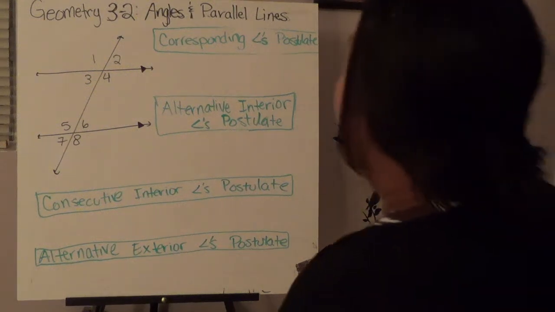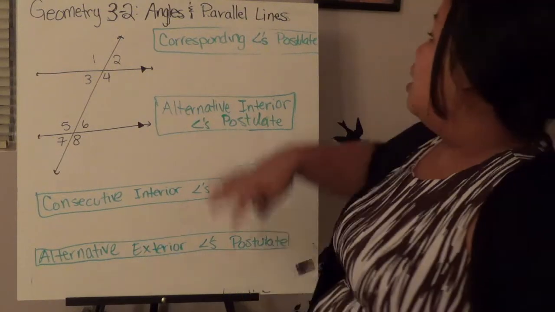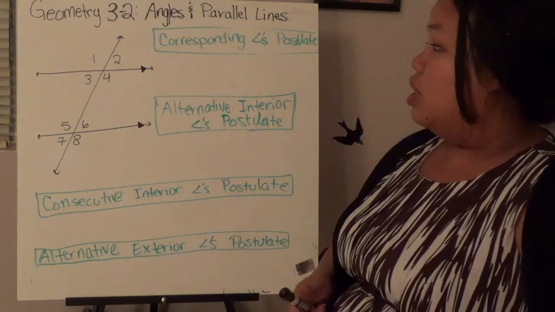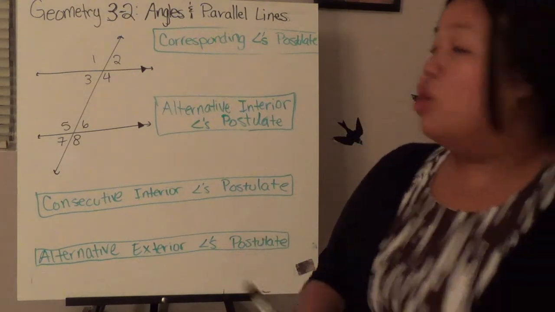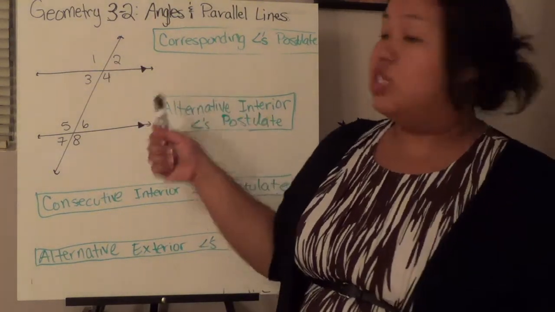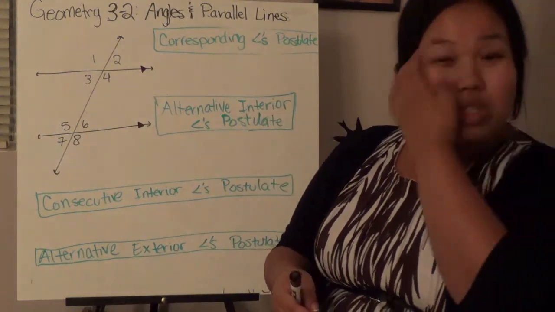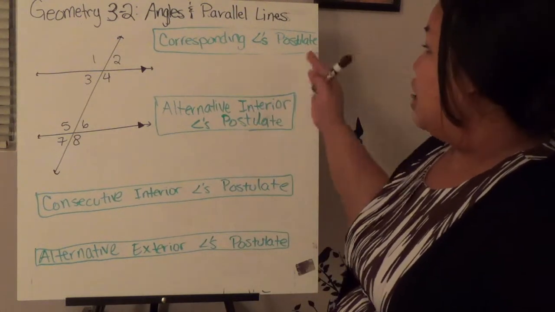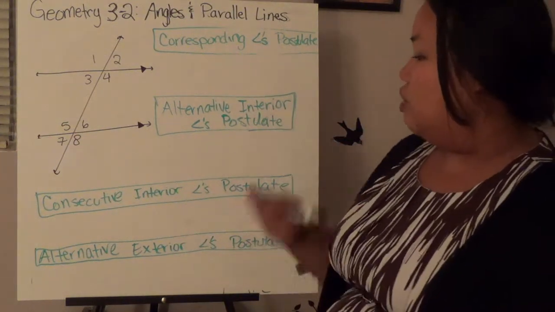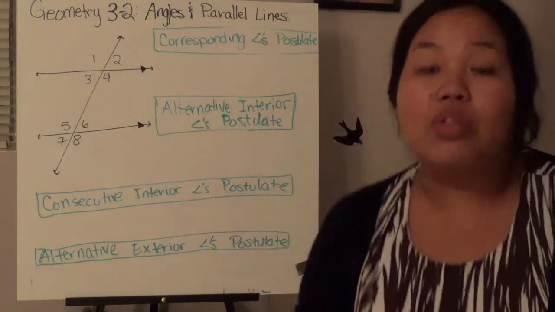In geometry, section 3.2, we're dealing again with transversals and angles with parallel lines. So last section I told you that something unique happens when you cut two parallel lines with a transversal. And we're going to go over that whole section. So by now you should be an expert in naming the different types: corresponding, alternate interior, consecutive interior, alternate exterior, because now I'm going to tell you how they're related.